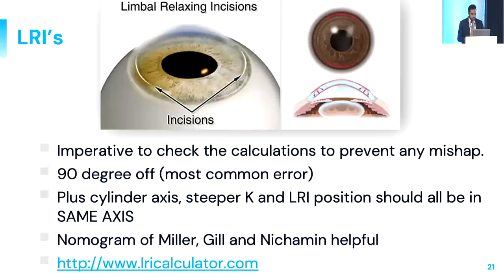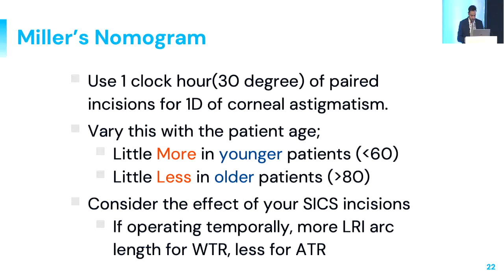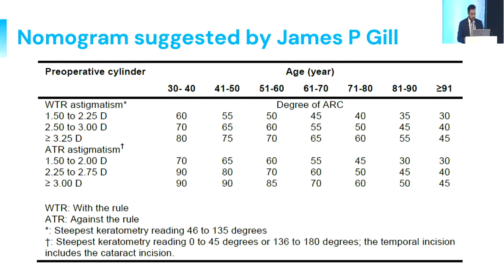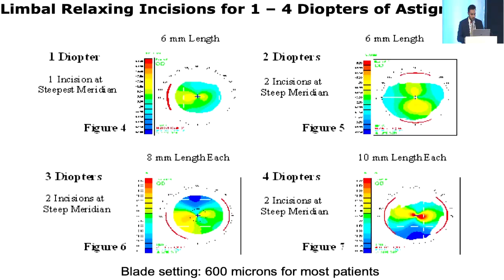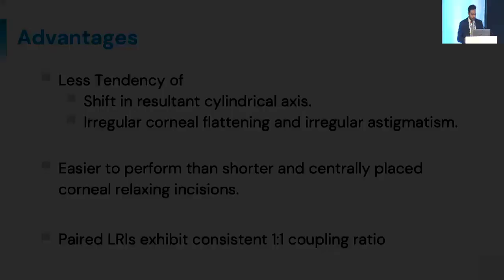There are multiple nomograms given. There are online calculators also which you can use to plan the limbal relaxing incisions. Whatever amount of astigmatism you want to correct, you can just put the settings, and it will give you the amount of LRI that you have to do. So this is another, Miller's nomogram. There is Gill nomogram. All of these can help in giving the limbal relaxing incision and planning the surgery.